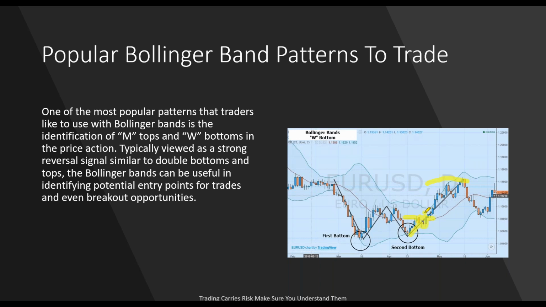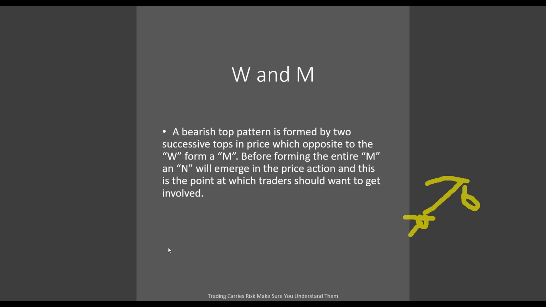Your exit signal would come as price moves up and then isn't able to violate the band and falls back below the moving average again. Or the reverse for the M formation. So a bearish top pattern is formed by two successive tops in price, which is opposite to the W, to form an M.